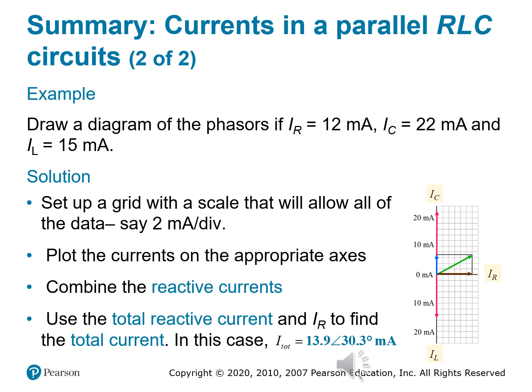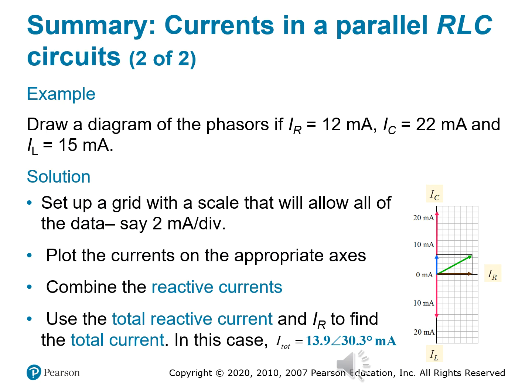We've got our players, I sub R, I sub C, I sub L, where I sub R is 12 milliamps, that's along the real axis. I sub C is 22 milliamps, that's straight up the positive axis. And I sub L is 15 milliamps, that's straight down the negative axis. So let's go step by step.